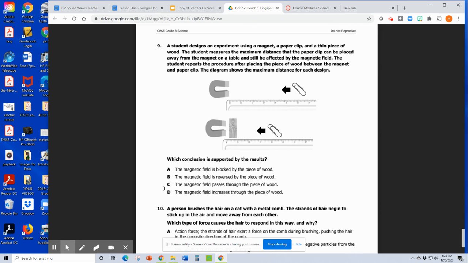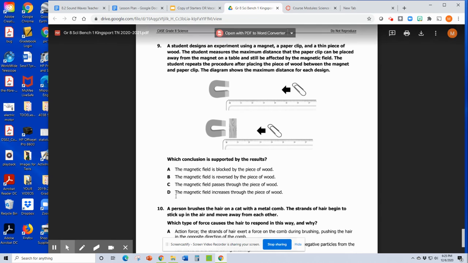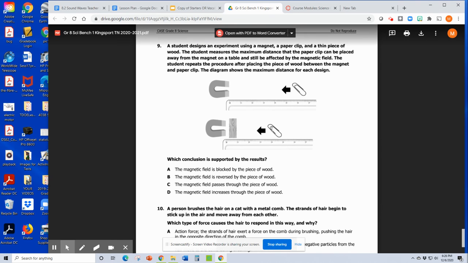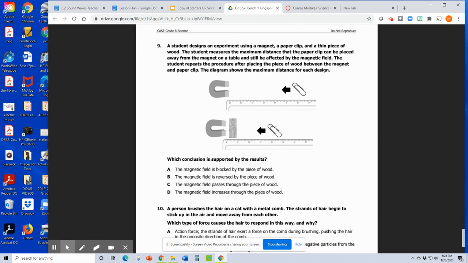Well, I'll tell you, I can definitely get rid of B. B is out. And I can definitely get rid of D. Now, this is tricky. I'll grant you that. But I believe the correct answer is C, because A says the magnetic field is blocked. If it was completely blocked, then this paper clip would not be affected at all. But the magnetic field is capable of passing through because this is still affected. So the correct answer is C.